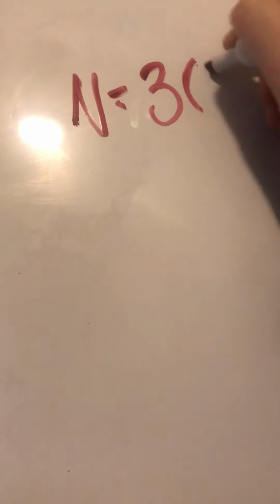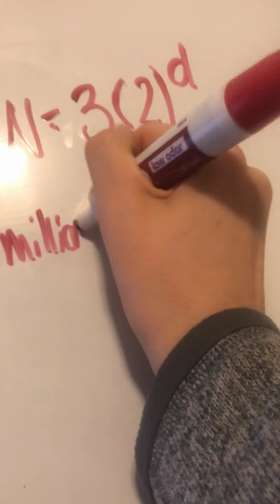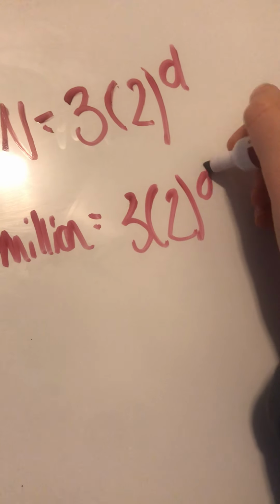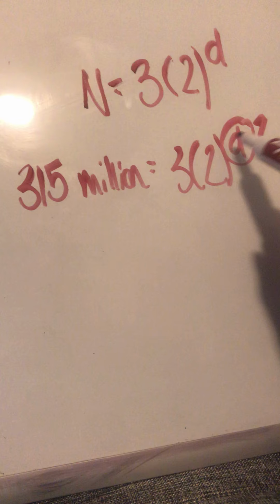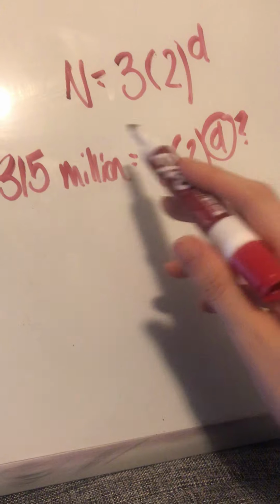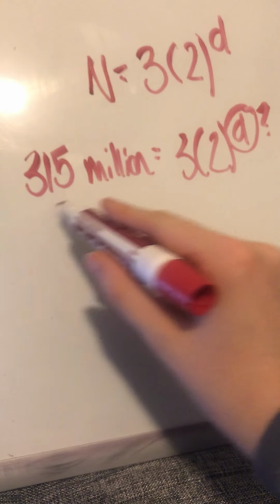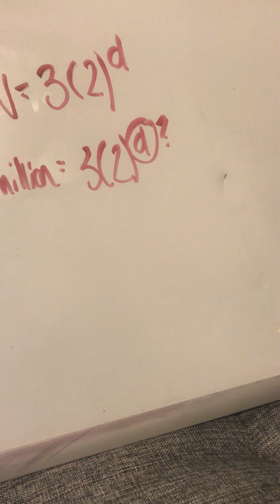So you can use guess and check if you want to. You know your formula is N equals 3 times 2 raised to the D. And I want to see when this is equal to 315 million. I want to know what is D equal to. So you can substitute in numbers if you want to. That's good old-fashioned guess and check. You can use your graphing calculator and look at a table of values and tell me when you see 315. Any sort of thing like that.